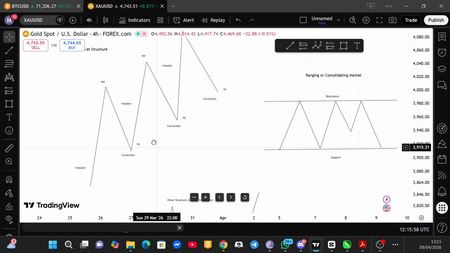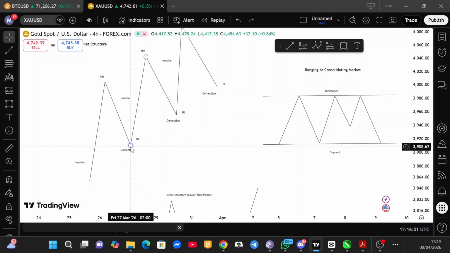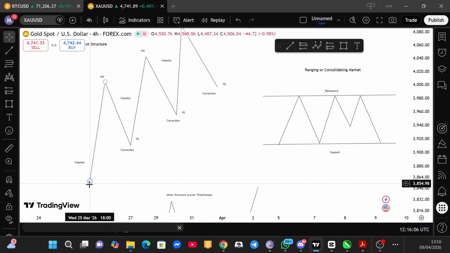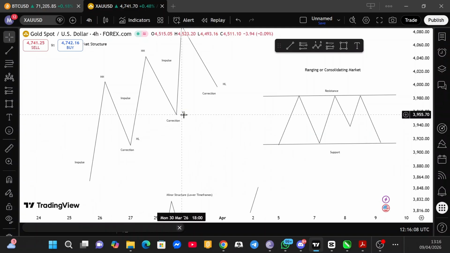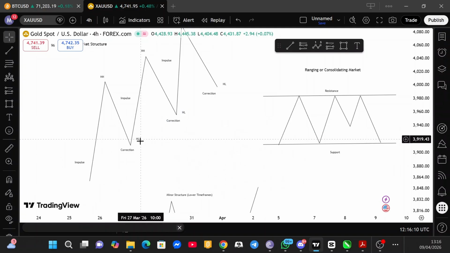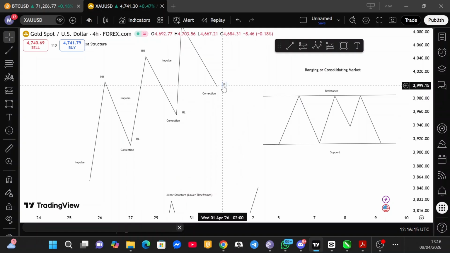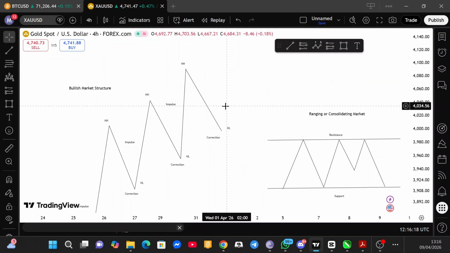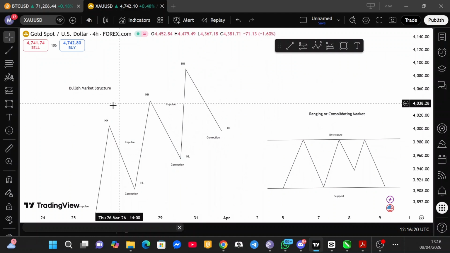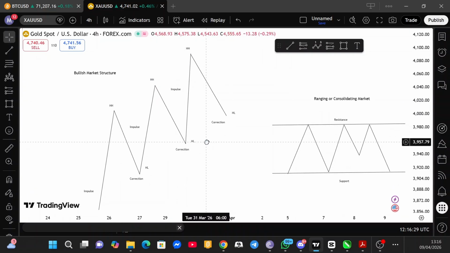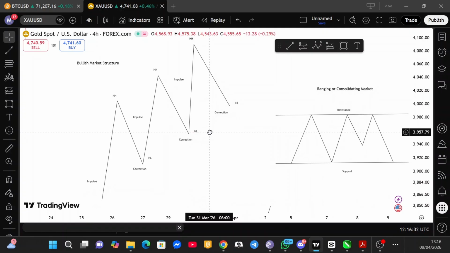What do we mean by higher lows? Which means the new low formed will be higher than the previous low. Just like you see, this higher low is higher than this low here, and this also likewise. And in the same way, your new higher high will be higher than the previous high. You see that? So that's it. This is what we mean by a bullish market structure.